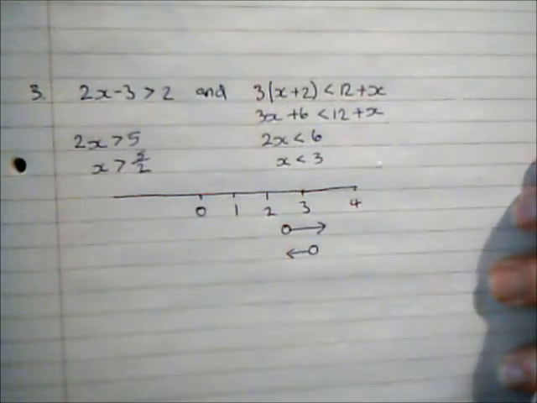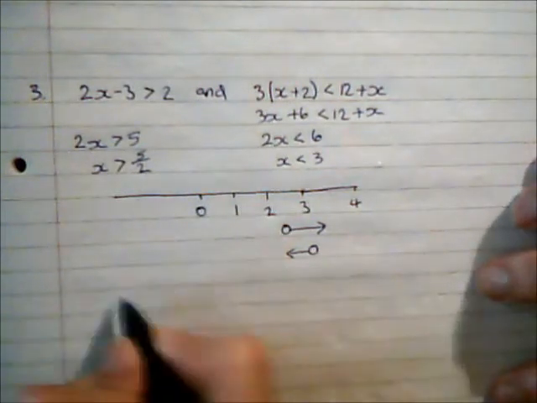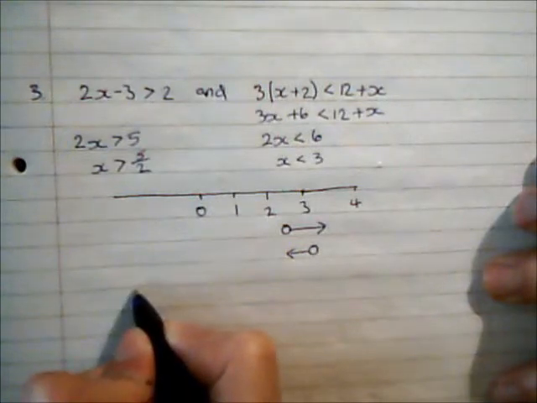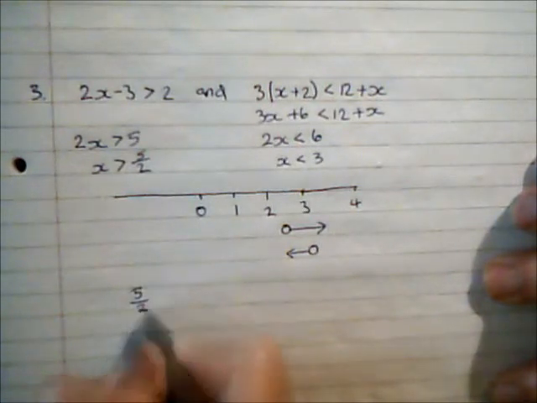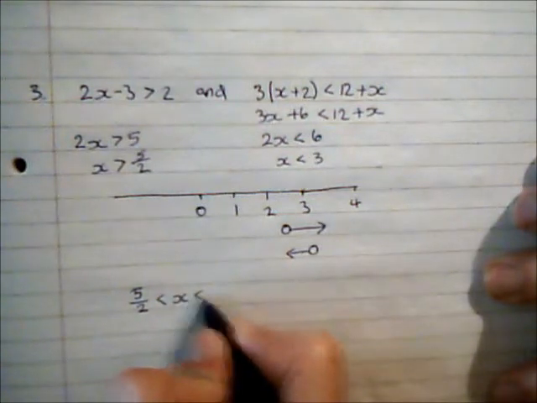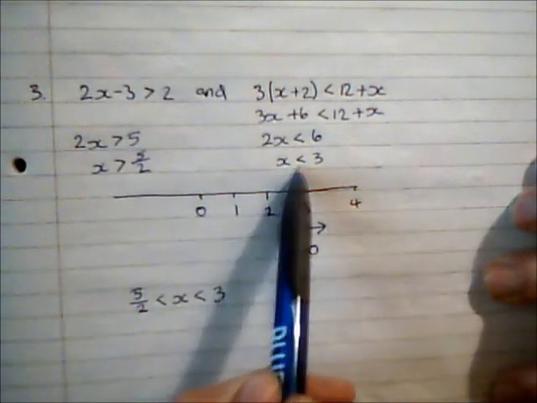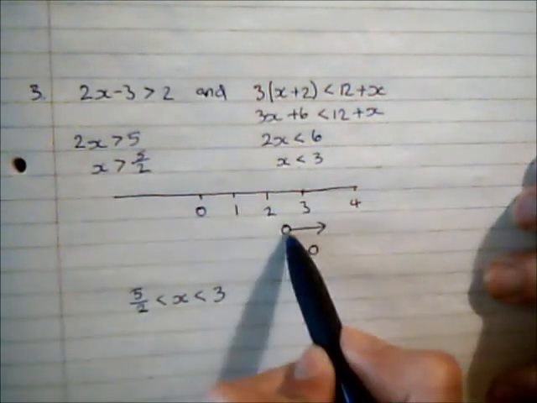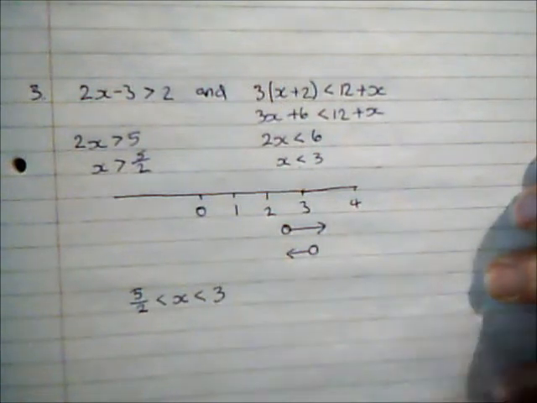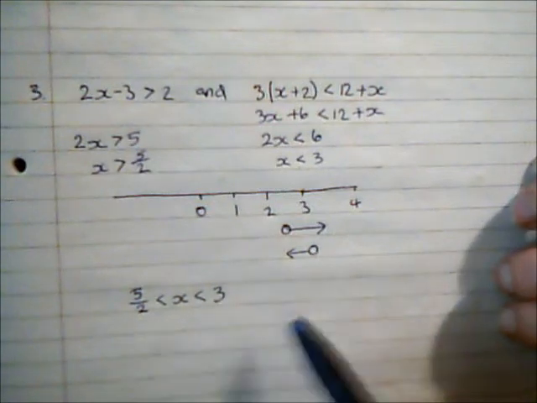So values greater than 5 over 2 satisfy both, but only up until x equals 3, where this one won't be satisfied anymore. So when I rewrite this as an inequality statement, I'm showing that the value of x must lie between 5 over 2 and 3. And because these do not have lines under them, I haven't done any shading in the circles here, and it means it cannot be equal to 5 over 2 and it cannot be equal to 3. It lies between the two.